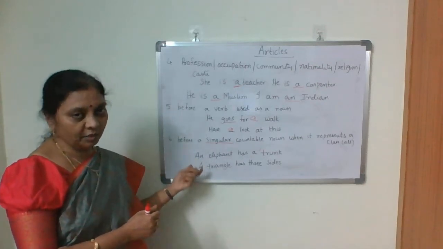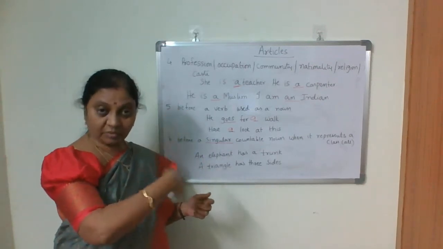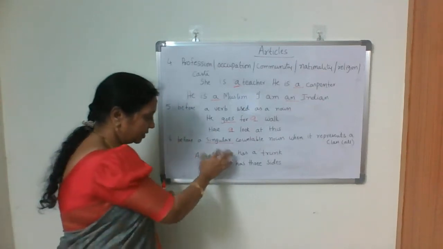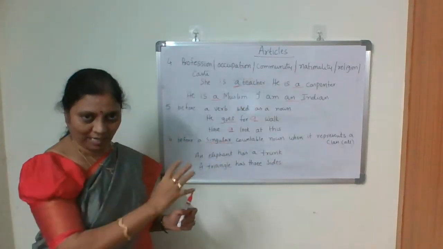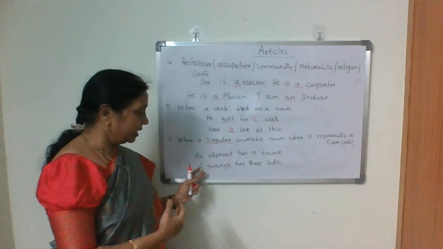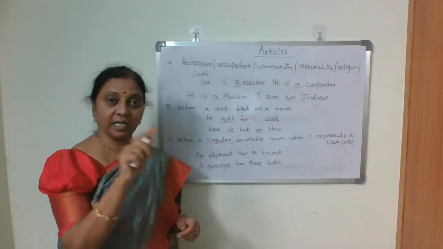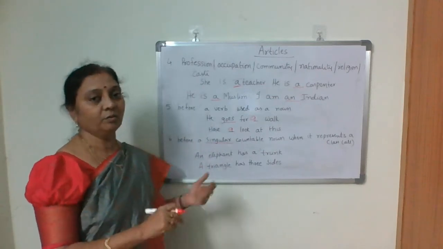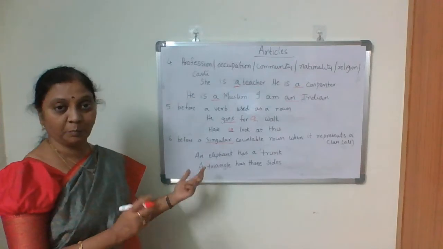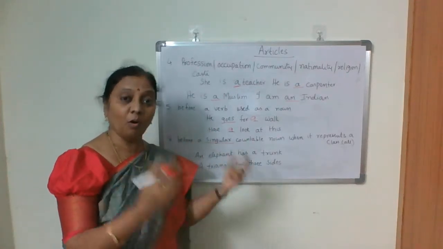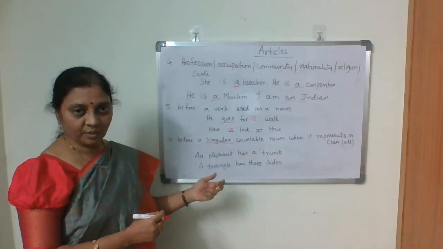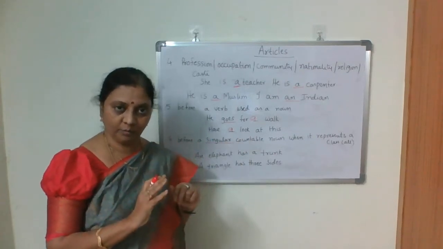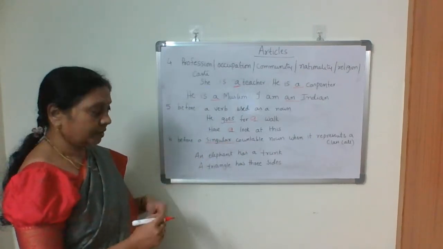An elephant has a trunk. In a singular countable noun you can use this when it applies to the whole group: all elephants have trunks. So this singular one represents the whole class. A triangle has three sides. Take any triangle, all triangles have three sides only. So a represents the whole class, the whole group, or all. In such cases also we use a: a dog is a faithful animal. A dog, it's the whole group. Next.